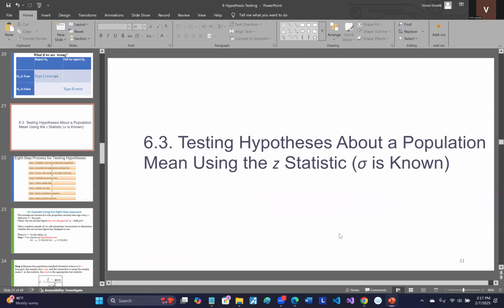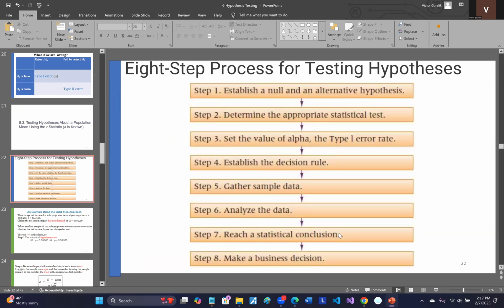6.3. Using the Z-statistic to test a hypothesis, we can use the 8-step decision process. First step is to establish H0 and HA based on the claim. Second step is to decide which test to use, Z or T. Third is to set the value of alpha. The default value is 0.05.